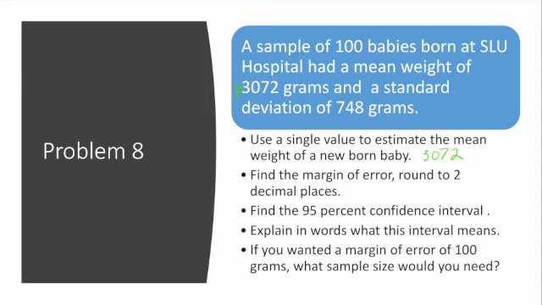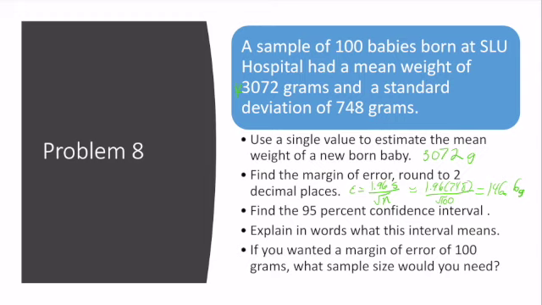3,072 as our estimate grams. Next, I need to find the margin of error and round to 2 decimal places. Remember, error is 1.96 times our standard deviation over the square root of our population size. So I have 1.96 times 748 over the square root of 100, and that's going to give me 146.6 grams.